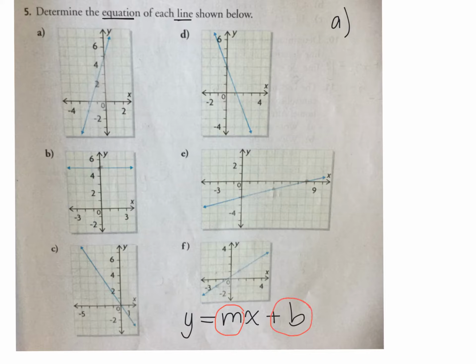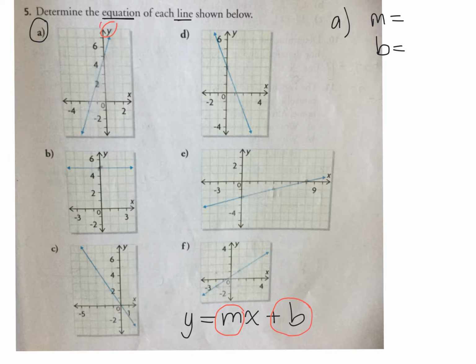So let's do A together. Let's look at A. I need to know the slope and I need to know the y-intercept. Once I know those two pieces of information, I can write the equation. So look at the graph. Let's start with finding the y-intercept. They've even labeled the axis for you.